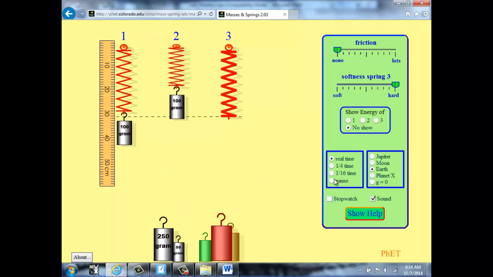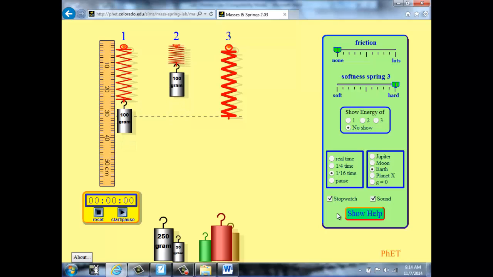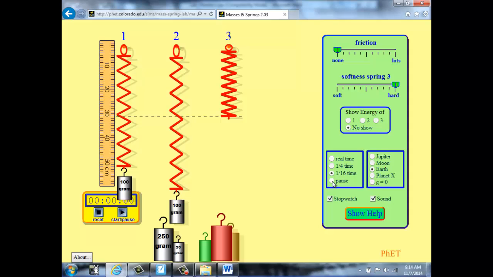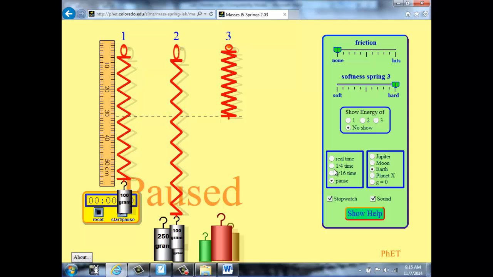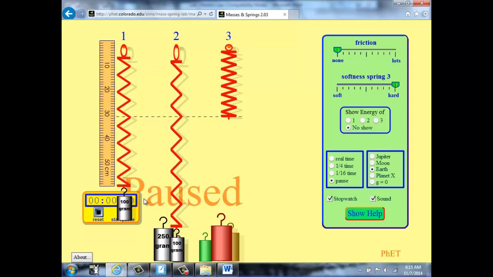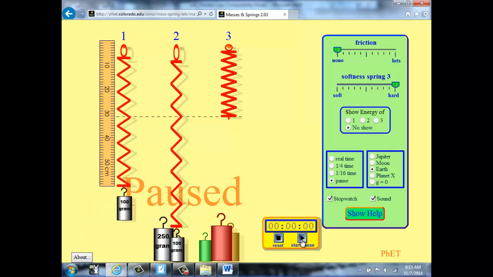If I wanted to figure out the period, what we do is this. We'll make the time go slower. We'll throw the stopwatch on. And so then I'm just going to pause. There. Okay. So now I will start the stopwatch. And then we're going to see how long it takes for this thing to go all the way back up and then all the way back down to here. And that would be the period.